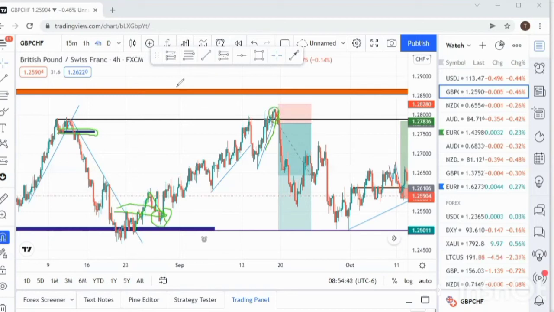I'm on the higher time frame. If you go to a lower time frame, it will be clearer. All right, and I was able to hop in downward from here. So that's basically it.